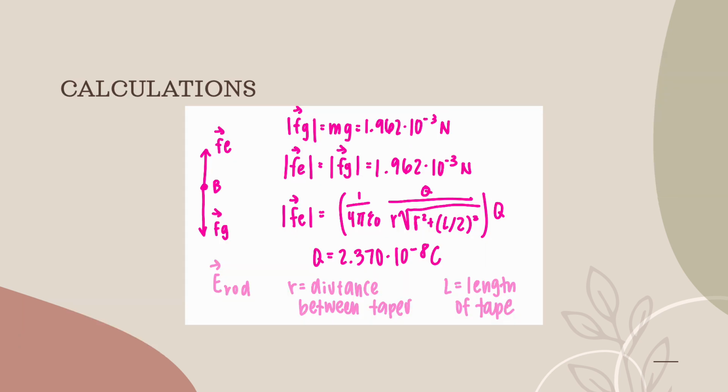Some calculations that we did, same as last week: this is the force of gravity, and the force of gravity is going to be equal to the electric force because those are the only two forces acting on the system. And then from there we can solve for Q using this equation below, where R is the distance between the tapes and L is the length of the tape. And you can see this modeled over on the left with, again, tape B and then the electric force going up and the gravitational force going down.